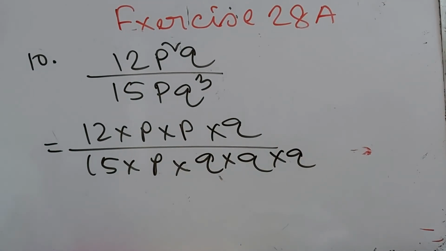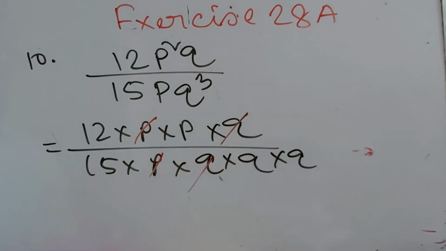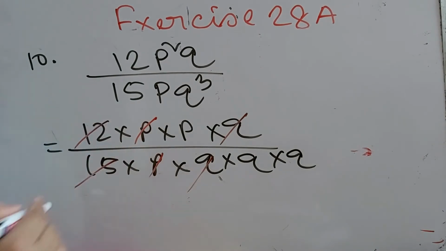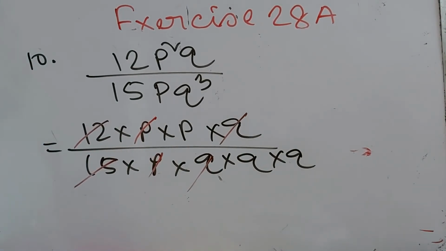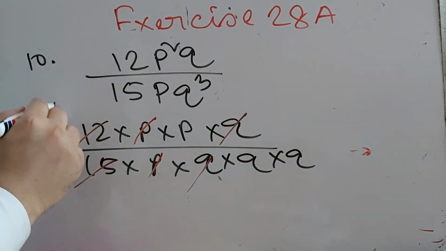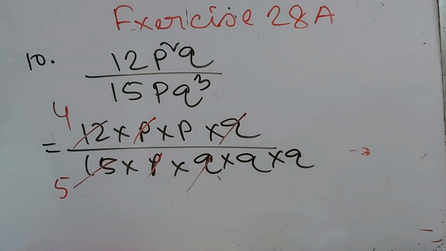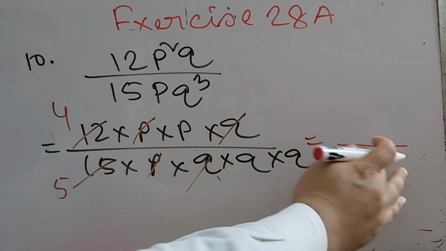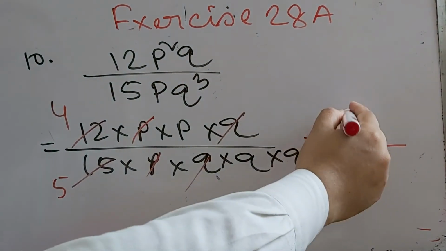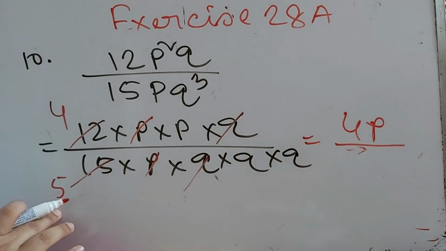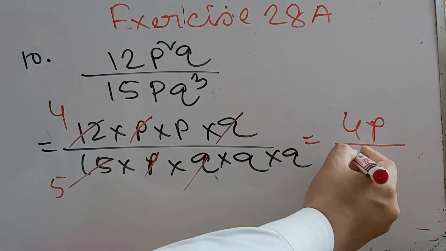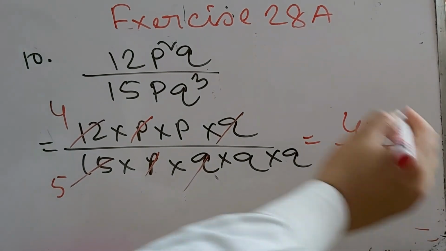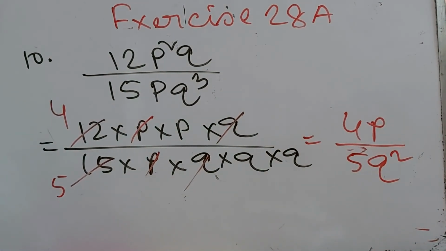Now we have to divide. We can divide this p by p, we can divide this q by q, and we can divide 12 and 15 by 3. So 3 4s are 12, 3 5s are 15. So at numerator, that is 4 into p, so that is 4p. Denominator, 5 into q, that means 5q square. So 4p by 5q square will be the answer of number 10.